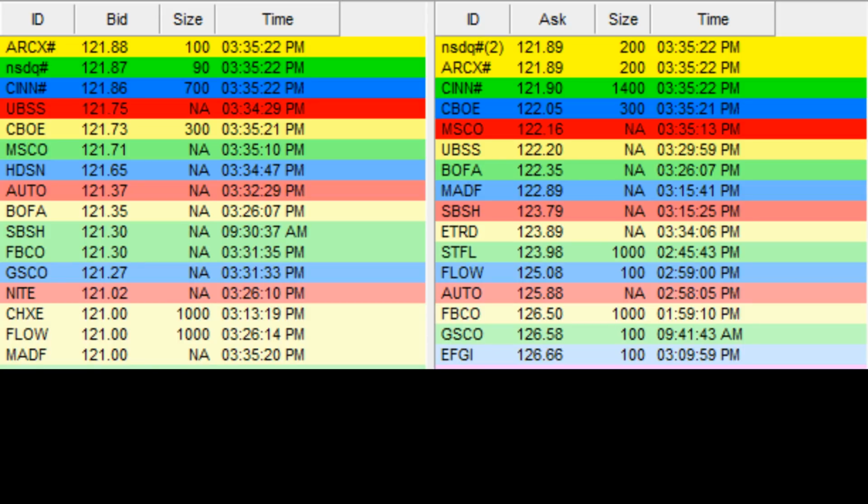The first one you'll see there up on the upper left is the ID. The second one next to that is order type, then size, and then time. The ID represents the ECN that the order is routed through. The order type will be either the bid or ask, depending on which window you are watching. The size is the size of the order. The time represents the time that that order was placed.